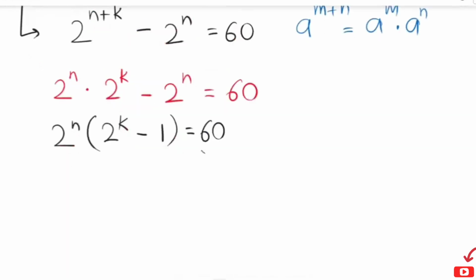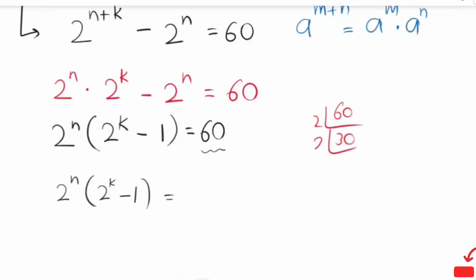In the next step, I will expand this 60. So 2 to the power of n times the bracket 2 to the power of k minus 1 is equal to, here I will take out the LCM of 60. So 2 times 30, 2 times 15, and 15 times. So this I will write as 2 to the power of 2 times 15.